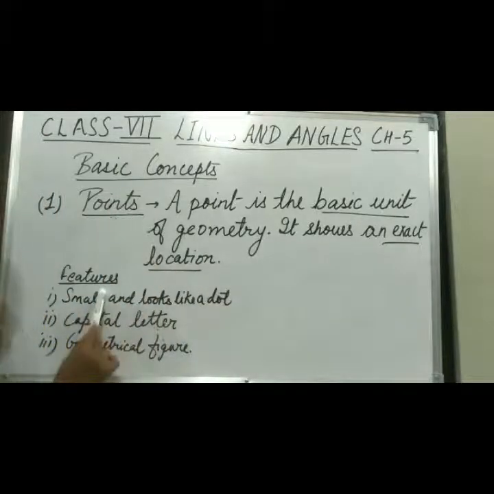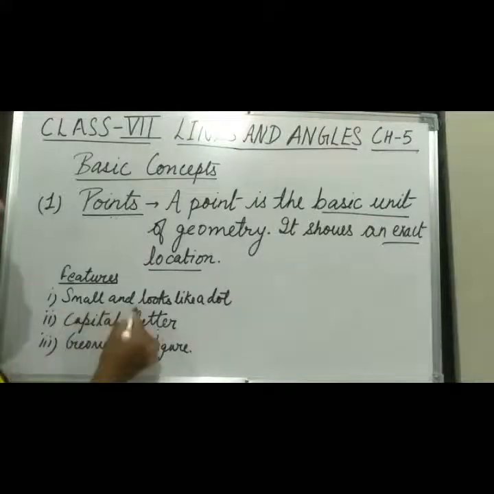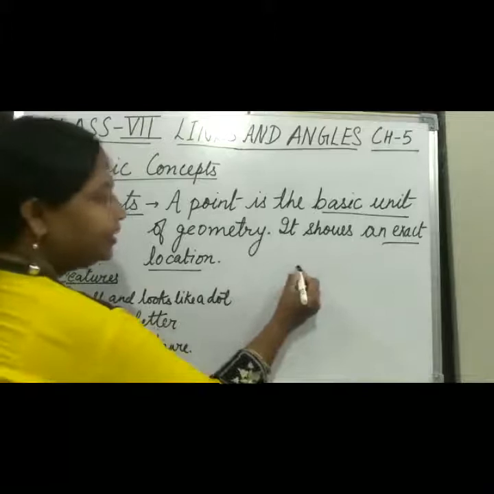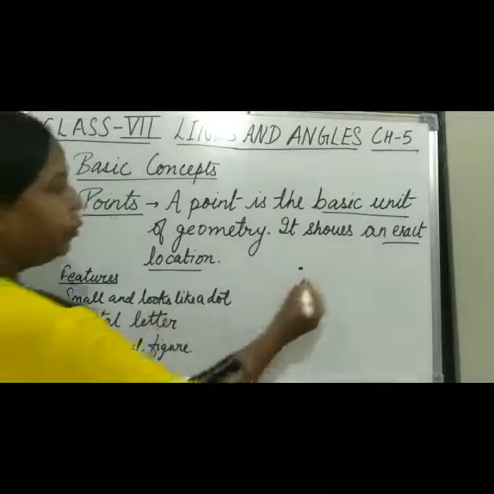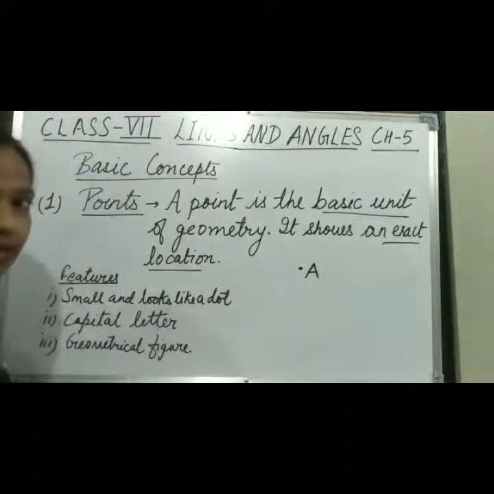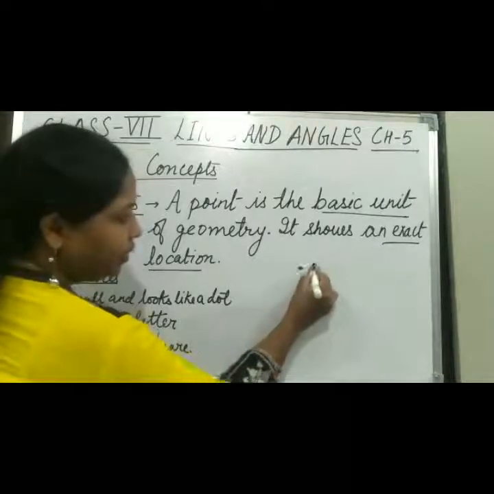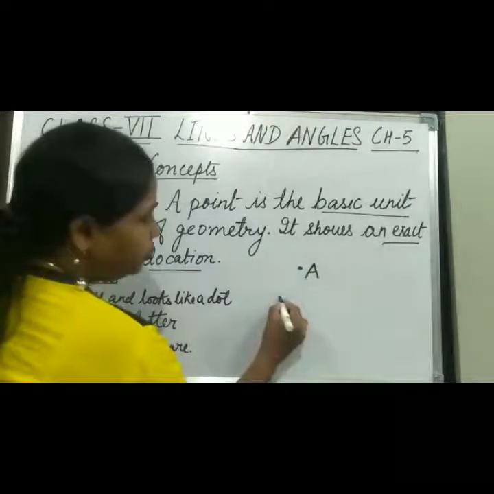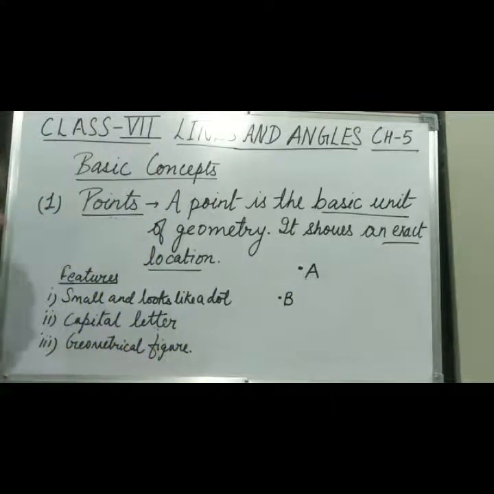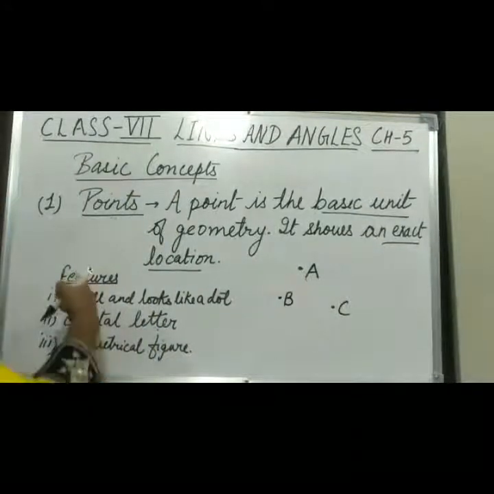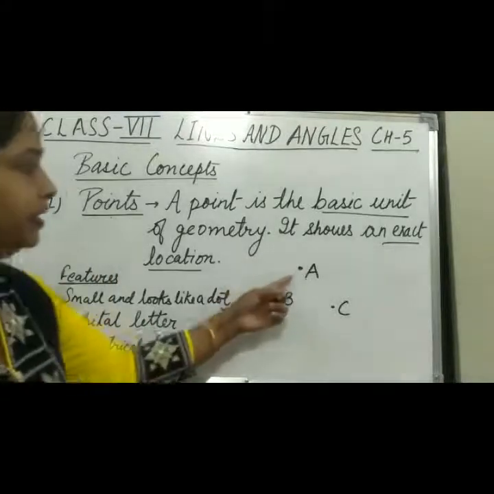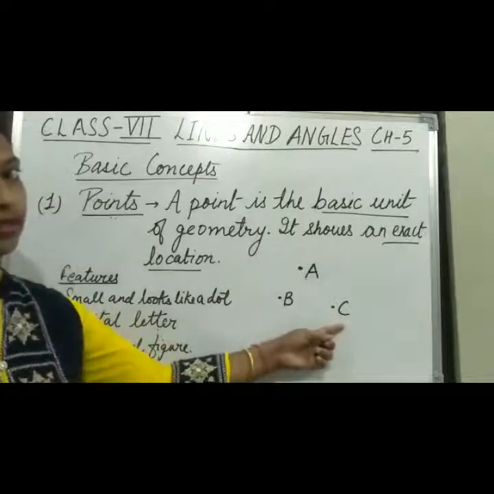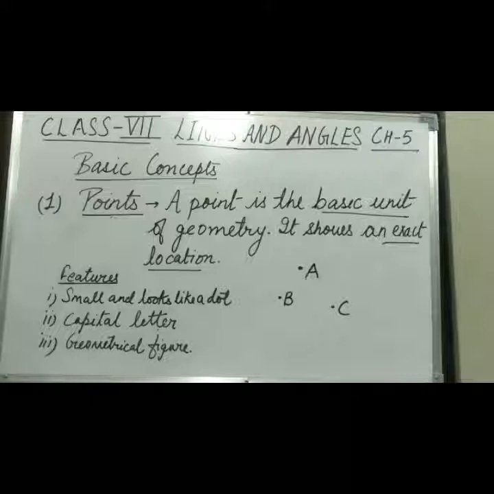Now some features about the points. The first feature is it is so small that it looks like a dot. Clear? Now the second feature is it is always denoted with a capital letter from A to Z. For example, this point can be denoted as capital A and this point as capital B. This one as C. Now as I discussed earlier, the third feature of point is geometrical figure. That is, all the geometrical figures are made up of all these points. Now let us move to the next concept.